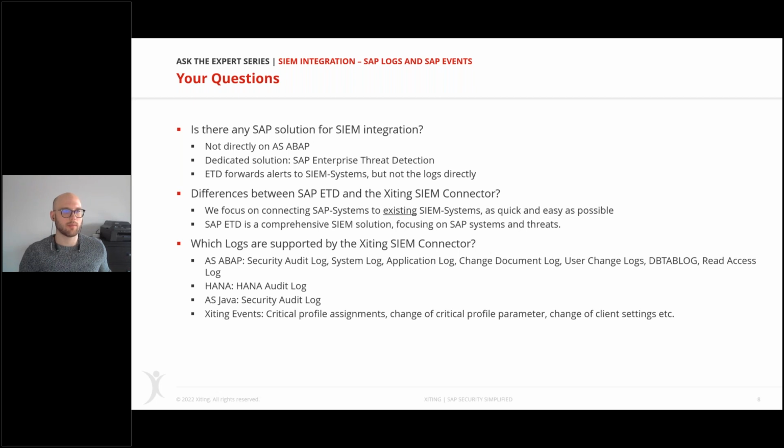So SAP Enterprise Threat Detection is a very sophisticated, very good solution. And it's also a very comprehensive solution. It manages your SAP logs, it analyzes your SAP logs, it manages your events and alerts that were raised in Enterprise Threat Detection, and it does alert forwarding to other SIEM systems. So there is a solution, but not exactly for log forwarding, but there's a SIEM from SAP itself.